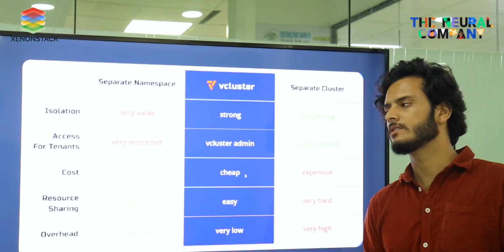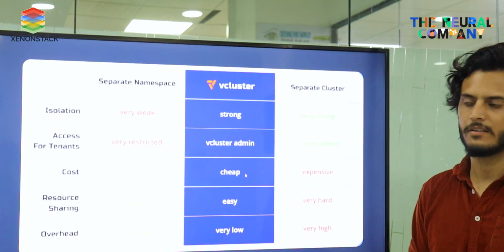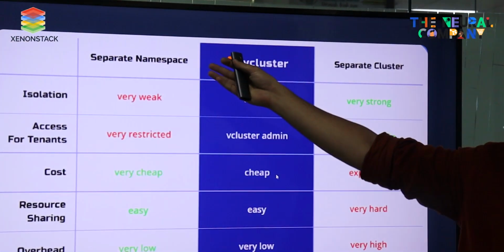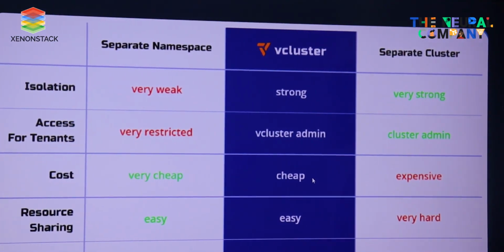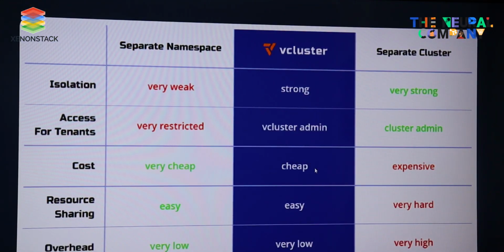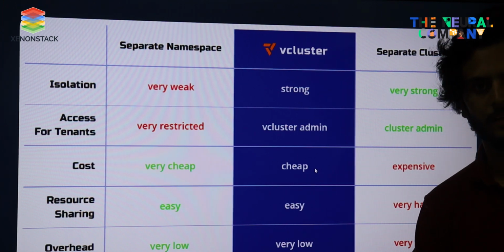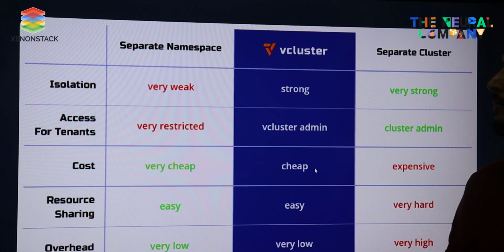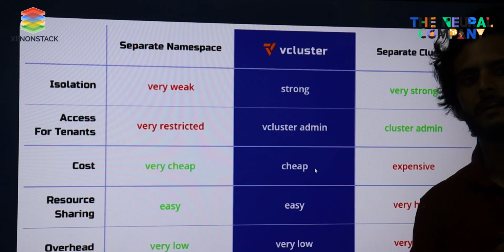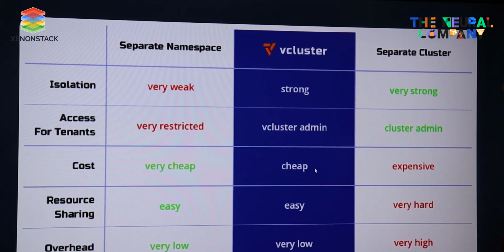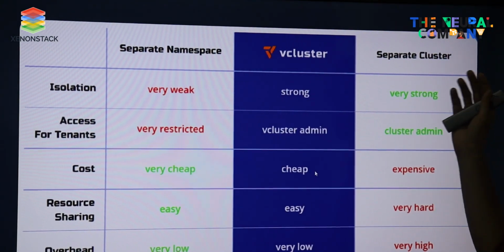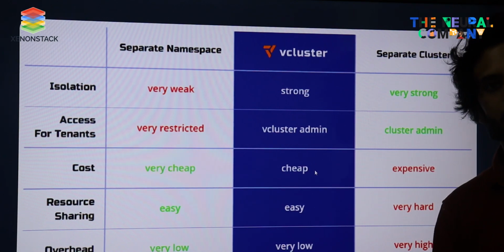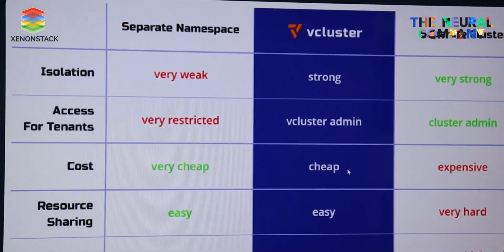Let me take you towards a few of the benefits of a virtual cluster over a separate cluster and a separate namespace. We have three parameters here: first, separate namespace, then Vcluster, and then separate cluster. Let's talk about isolation first, which every organization and client is concerned about. In a separate namespace, we can't expect isolation to be very good. It is very weak because it's just a separate namespace, not a separate cluster. In Vcluster, the isolation is strong because it is completely like a separate cluster, but it runs inside a host cluster.